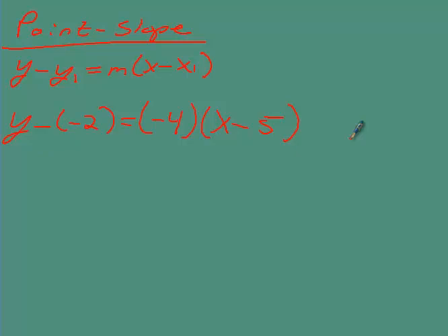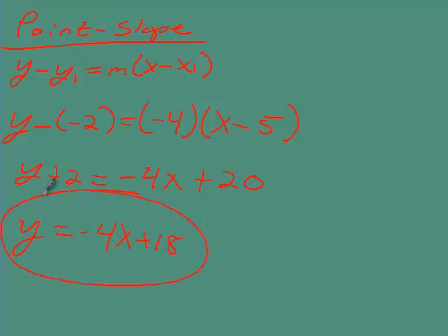Okay, so now it's just like everything else we've been doing today. Distribute on the right, and then you're going to solve on the left. So double negative goes positive, so I get y plus 2 equals negative 4 times x is negative 4x, negative 4 times negative 5 is plus 20. Now I have no parentheses, which is what I want. And how do I get y by itself? Subtract 2, so what's y going to be equal to? Negative 4x plus 18. So any questions on point-slope form?